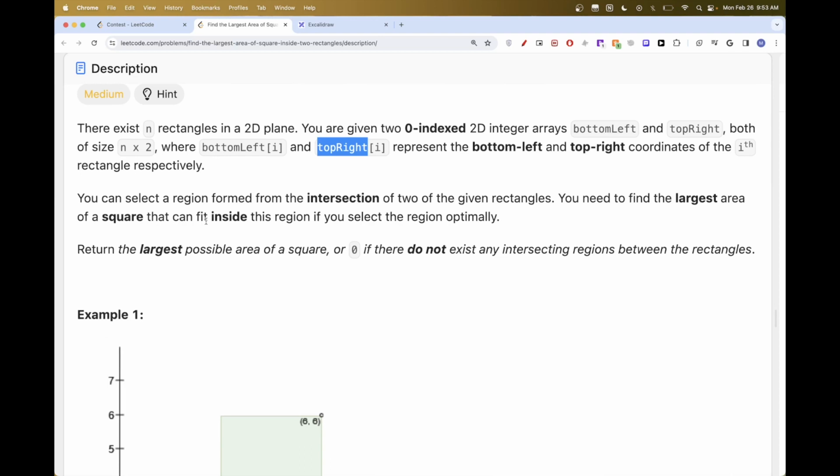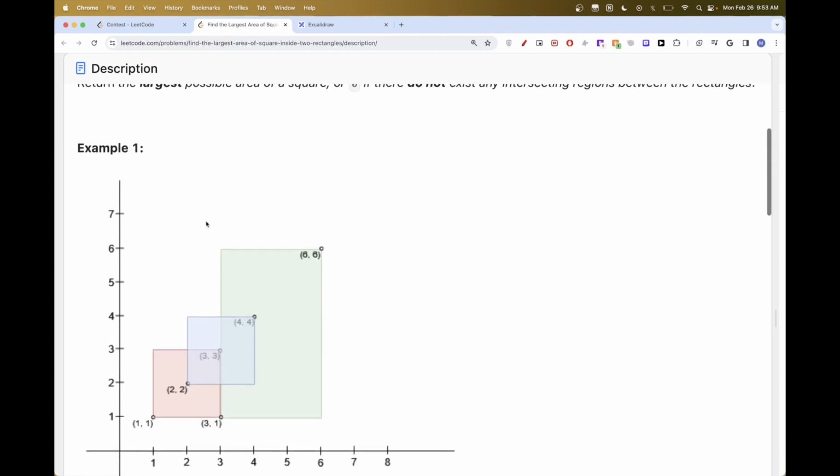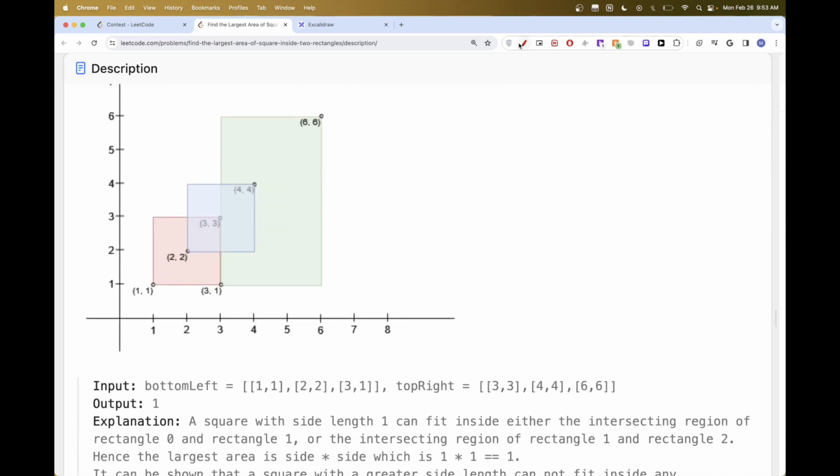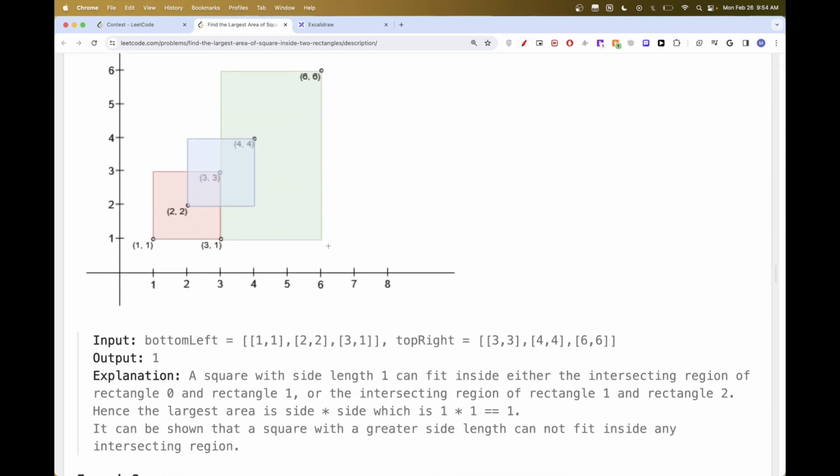So we want to find a square that fits in an intersection of one of these two rectangles, and among all of the squares that fit in any intersection, we want to return the largest possible area of any of these squares. And if there is no intersection, we'll just return 0. So again, let's take a look at this example. What possible intersections fit here?